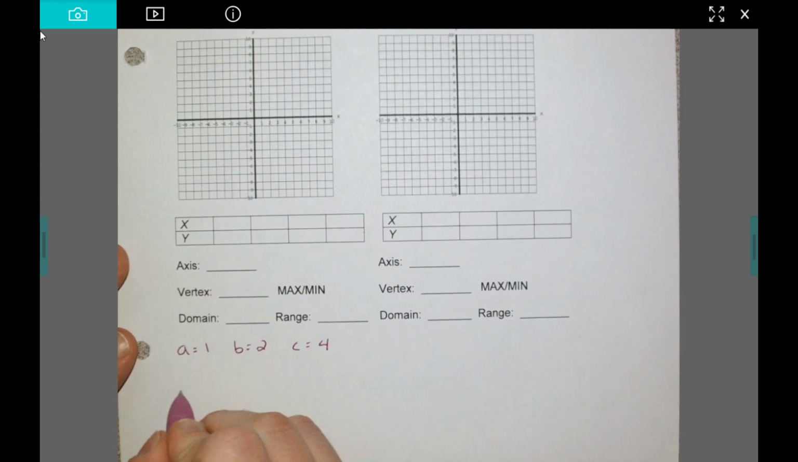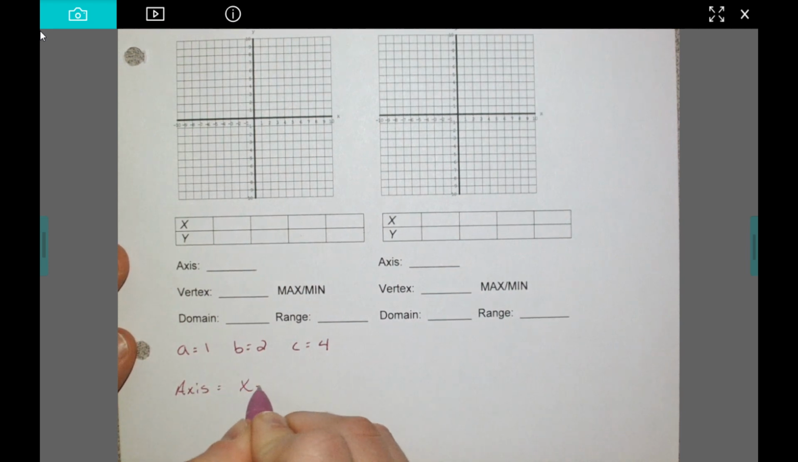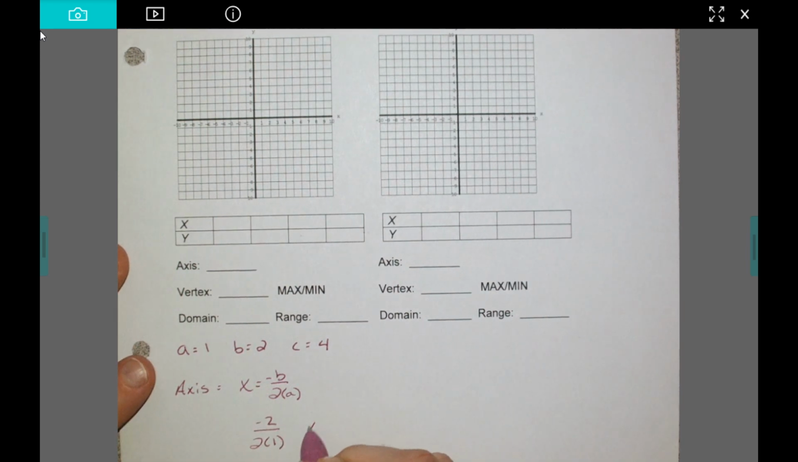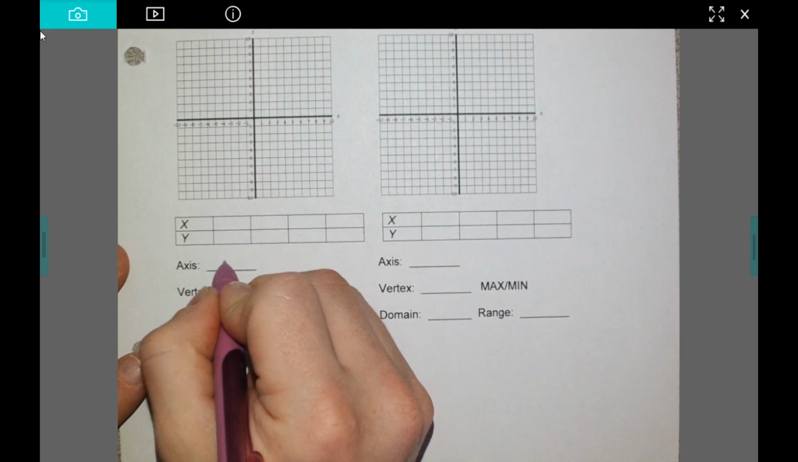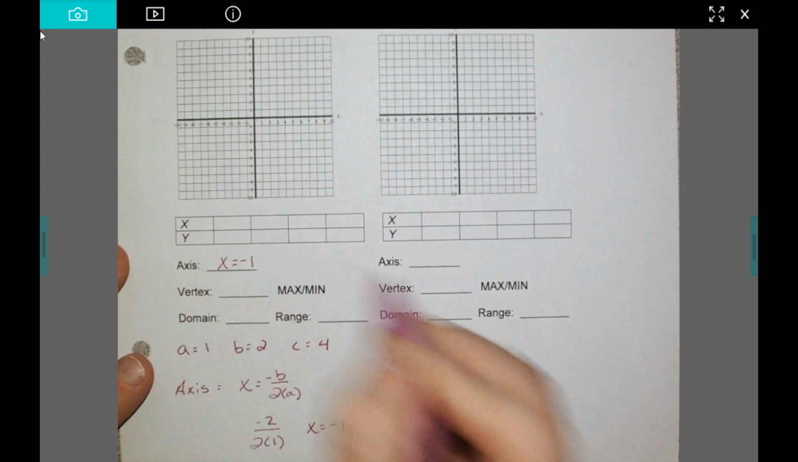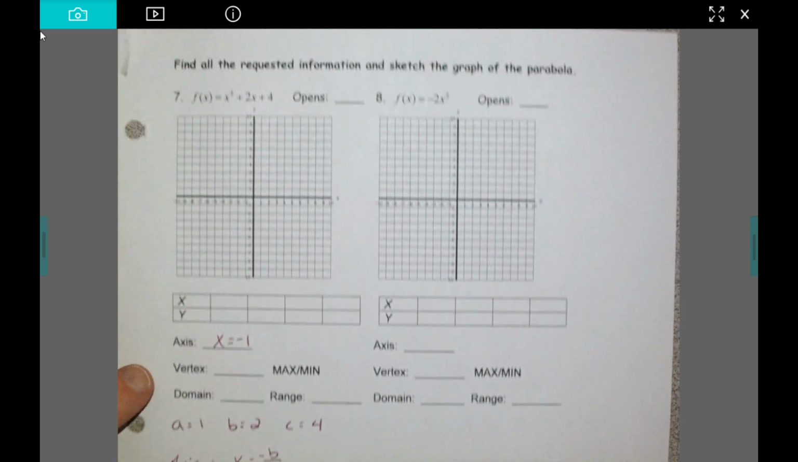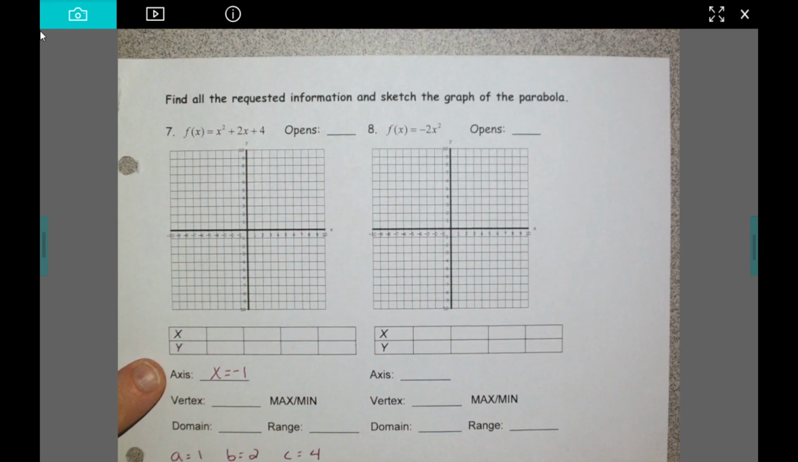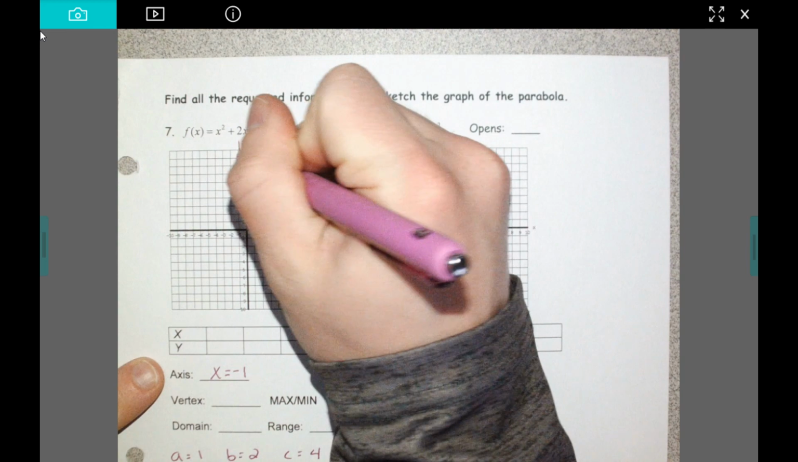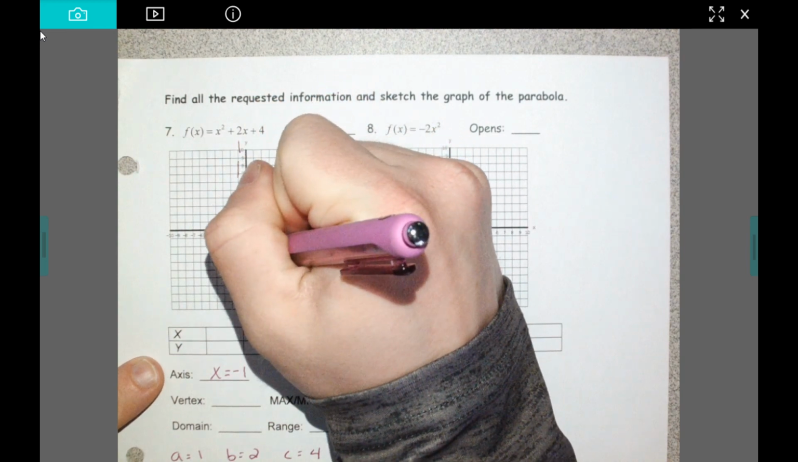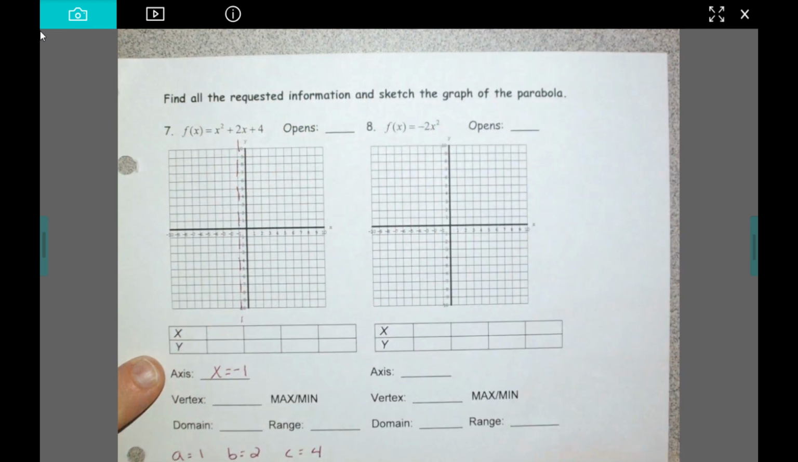Okay, so our axis, we know the formula for the axis is x equals opposite b over 2a. So plugging in, that would be negative 2 over 2 times 1. It's going to give us an axis at x equals negative 1. And as I get these, to keep you some information, I'm going to put them on my graph. So I'm going to have a dotted line up and down through x equals negative 1.